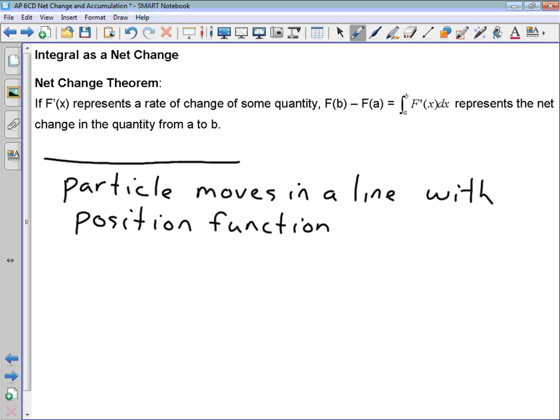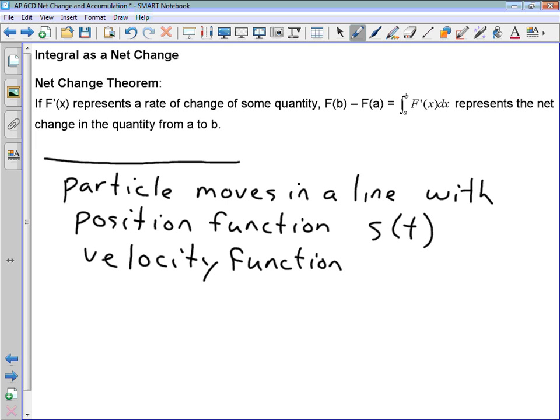And our position functions, we always called them s at t. We did a lot of these kinds of questions when we were starting to talk about derivatives. Okay? We would have a velocity function, which would be v at t, of course, was just s primed at t.